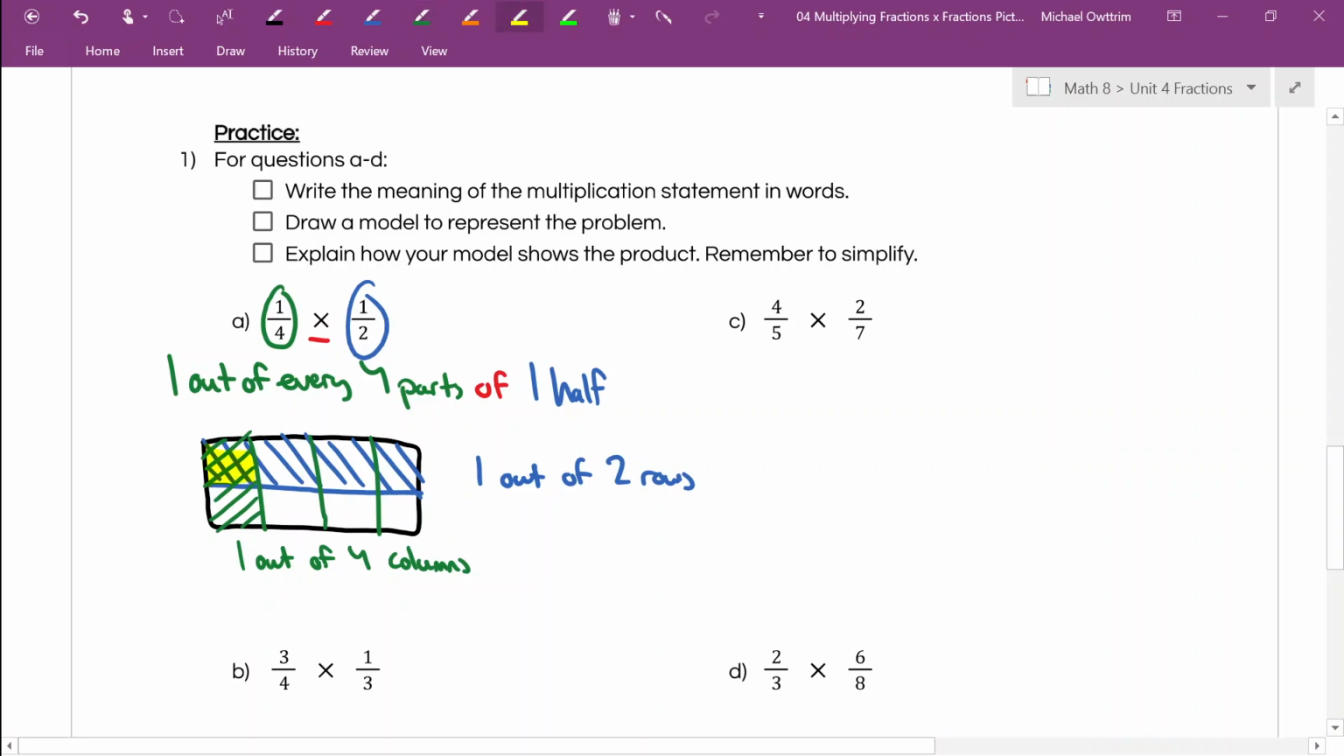Now again, my solution lies where I have my x's, or my overlap, and so I'm going to say we have 1 part in a whole with 8 parts. 1, 2, 3, 4, 5, 6, 7, 8. And so I can conclude that my product is 1/8.